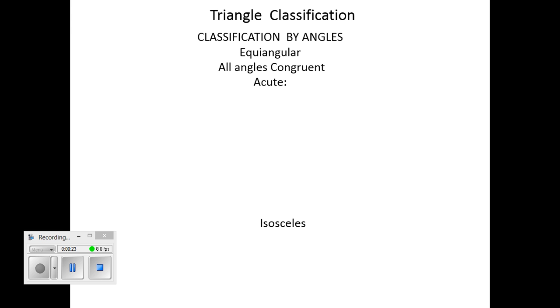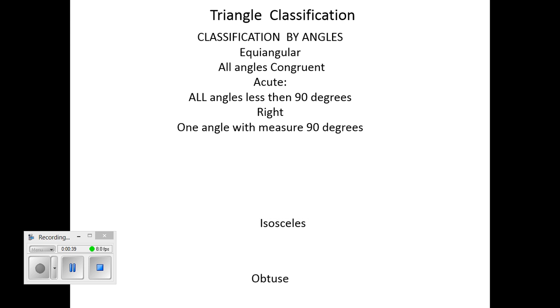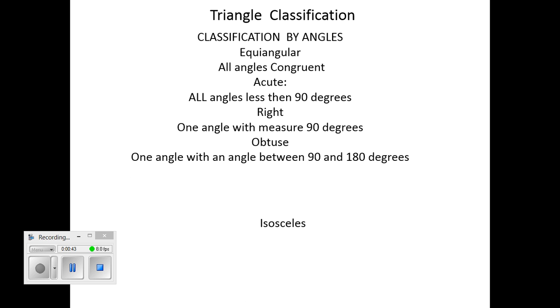We have equiangular triangles in which all angles are congruent. We have acute triangles in which all angles are less than 90, okay? We have a right triangle, of course, in which one angle is 90. We have an obtuse triangle in which one angle is greater than 90, but less than 180, okay? And we can also classify our triangles according to sides.